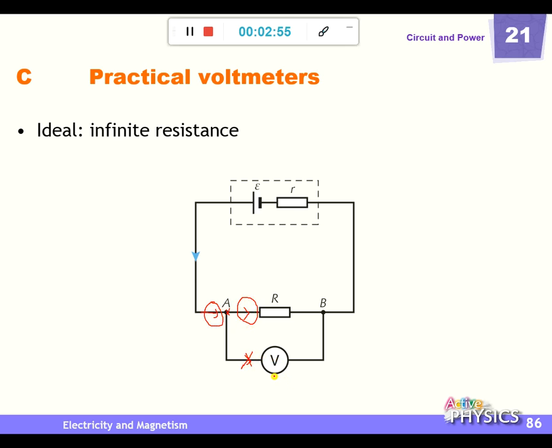But how to make it like that? In the ideal case, this one is infinite resistance. It means that it is similar to an open circuit. But we know that this one should be a meter. The pointer should move. In order to make it move, we need to provide energy. It means that current must pass through it. Of course, the current should be as little as possible. So in the ideal case it should be infinity, but in practice it should be a large value.